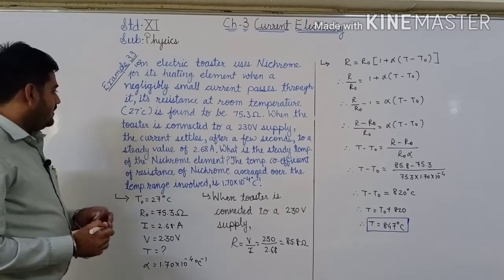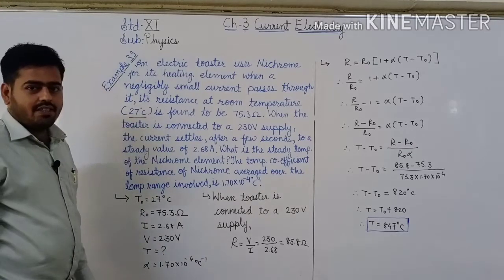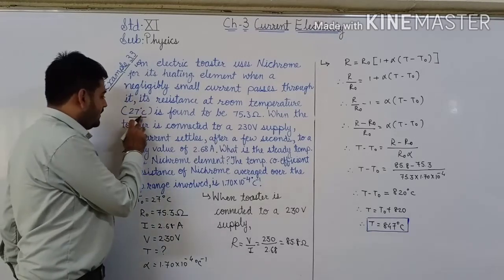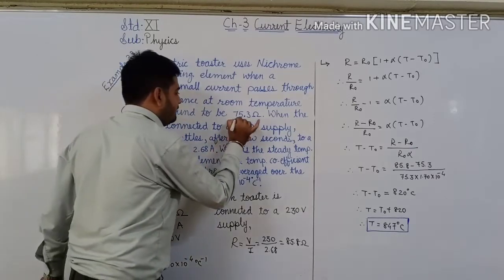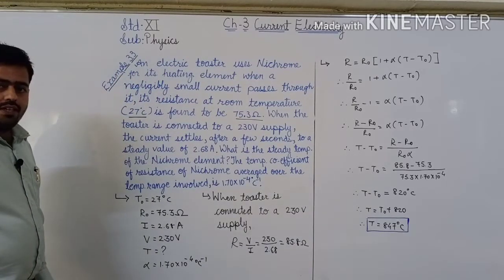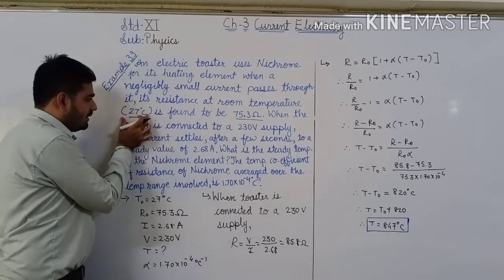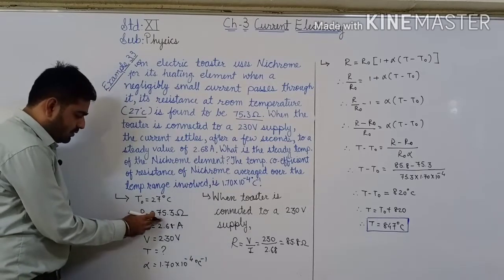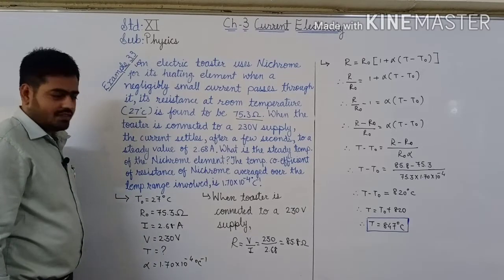So what is this? This is a reference temperature. They have given the reference temperature as 27 degree Celsius. So this is nothing but T naught, is found to be 75.3 ohm. What is this? This is the reference value of resistance, or you can say resistance at reference temperature. At this temperature, the value of resistance is 75.3 ohm. So we can write R naught is equal to 75.3 ohm and T naught is equal to 27 degree Celsius.